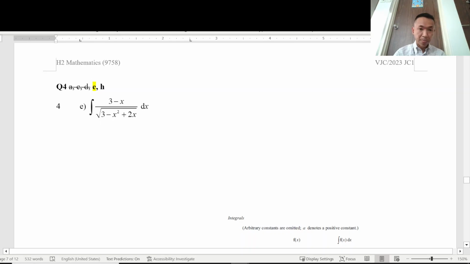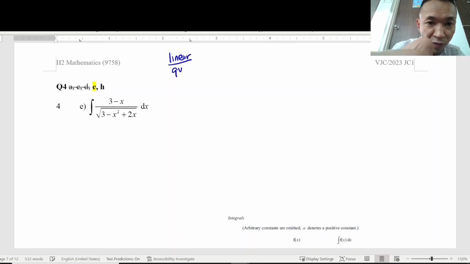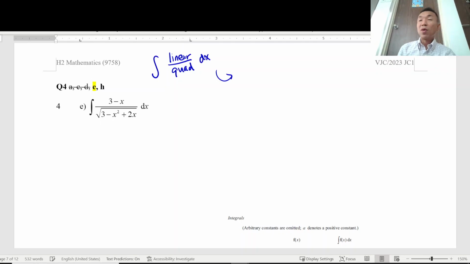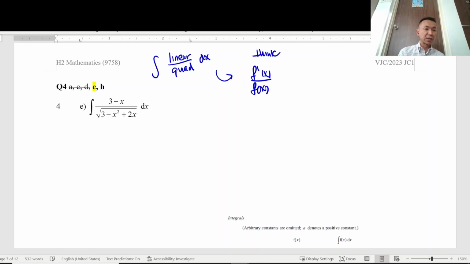E. Let's take a look at E. Now, this is special. Remember in my revision, in my summary, I talked about linear over quadratic. Correct? If it's linear over quadratic, what do you do? You will express it such that you have f prime x over fx. Now, E is a similar idea, but not identical.